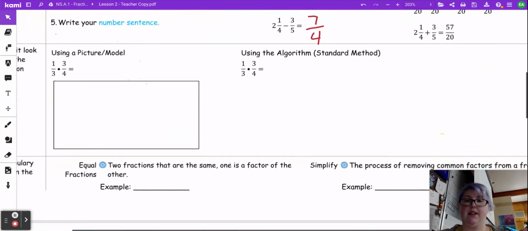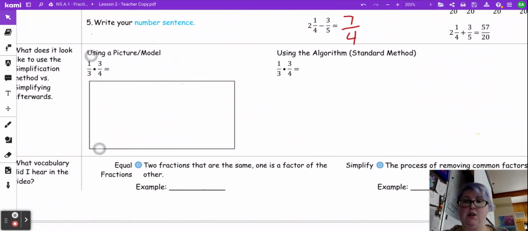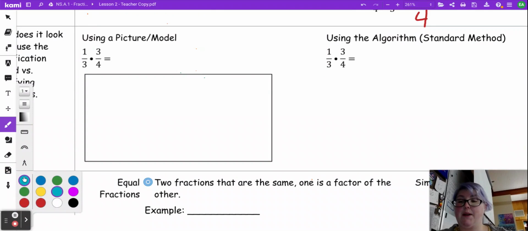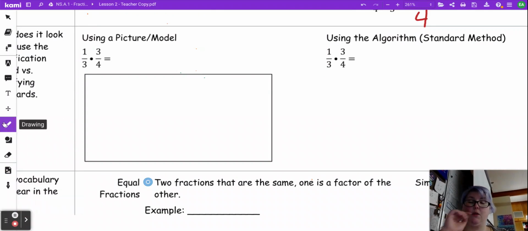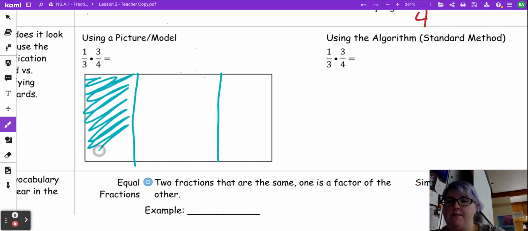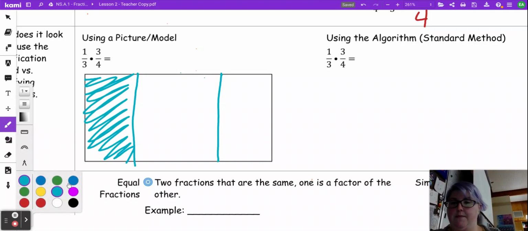All right. Lastly, we can use pictures. We can model what is happening with our fractions. So here we are multiplying 1/3 times 3/4. So the first thing that we do is we divide this box into thirds. Doesn't have to be perfect. And then you shade in 1 of the thirds. So that is our 1/3.